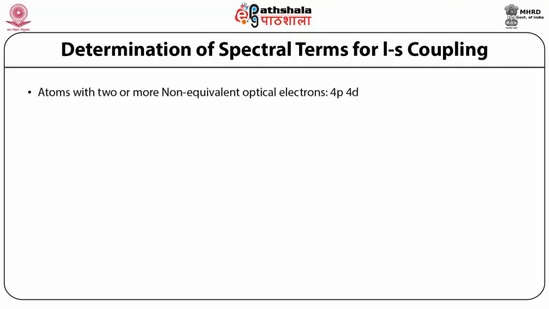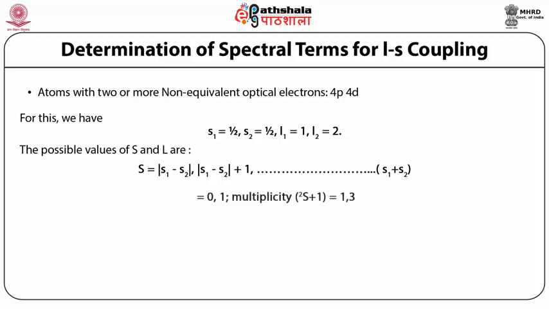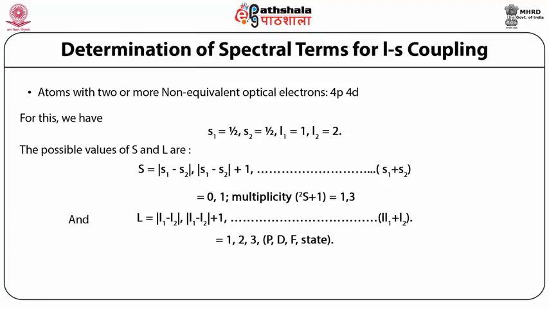Atoms with two or more non-equivalent optical electrons, for example 4p 4d. For this we have S1 equal to 1/2, S2 equal to 1/2, L1 equal to 1, L2 equal to 2. The possible values of S and L are: S is equal to S1 minus S2, S1 minus S2 plus 1, up to S1 plus S2, which is equal to 0, 1. Multiplicity 2S plus 1 is equal to 1, 3. And L is equal to L1 minus L2, L1 minus L2 plus 1, up to L1 plus L2, which is equal to 1, 2, 3, and gives the P, D, F states.